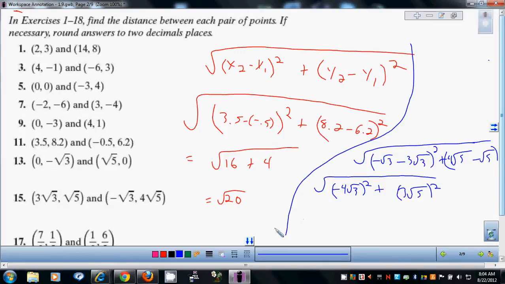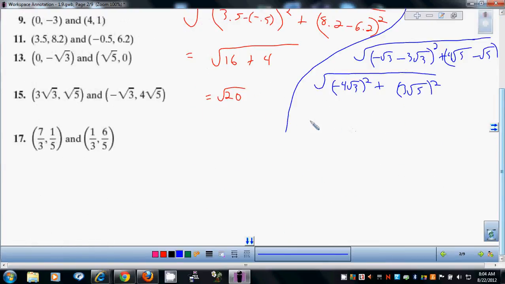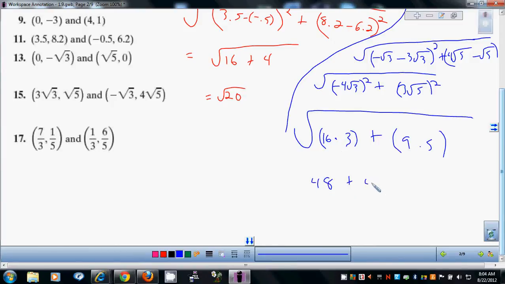Now, when you square radicals, remember, you have to square both numbers. Square root of 3 squared is just 3. Square and square root cancel. What's negative 4 squared? 16. So that's 16 times 3. This is going to be 5 times what? 9. So that's 48 plus 45. So that distance is the square root of 93. Which you can leave like that.